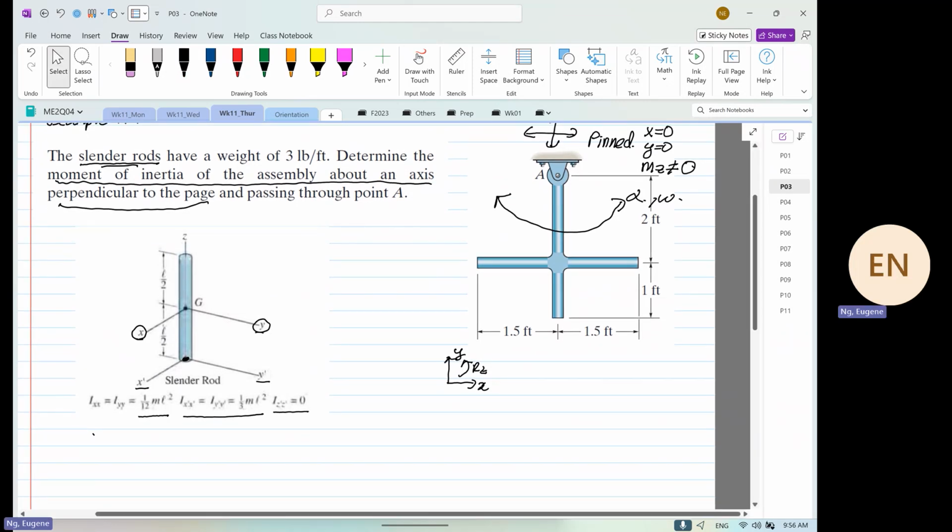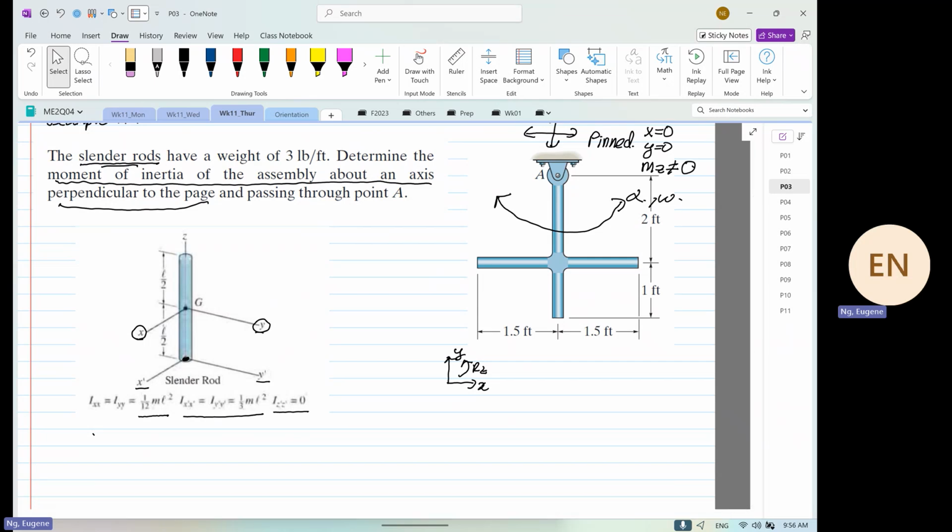So now we know that the rotation is about the z-axis, based on this transformation. So over here, we can either use IXX or we can use IYY. Are we clear on the figure?